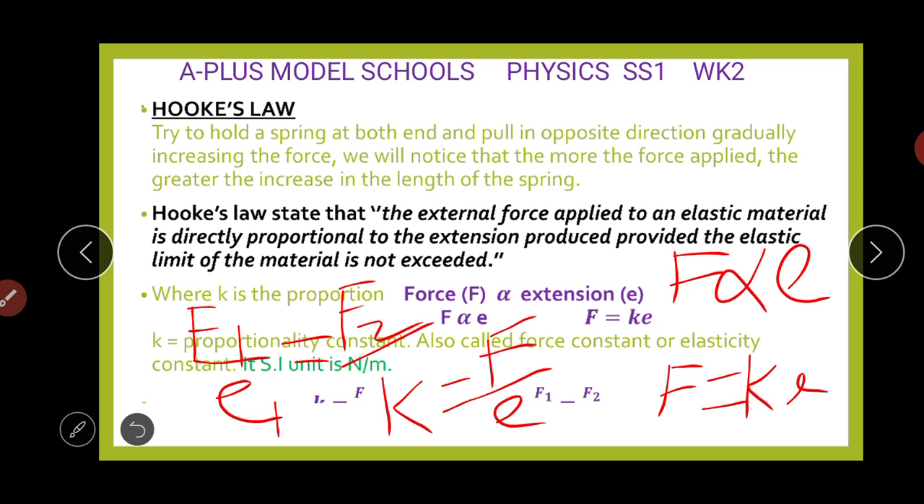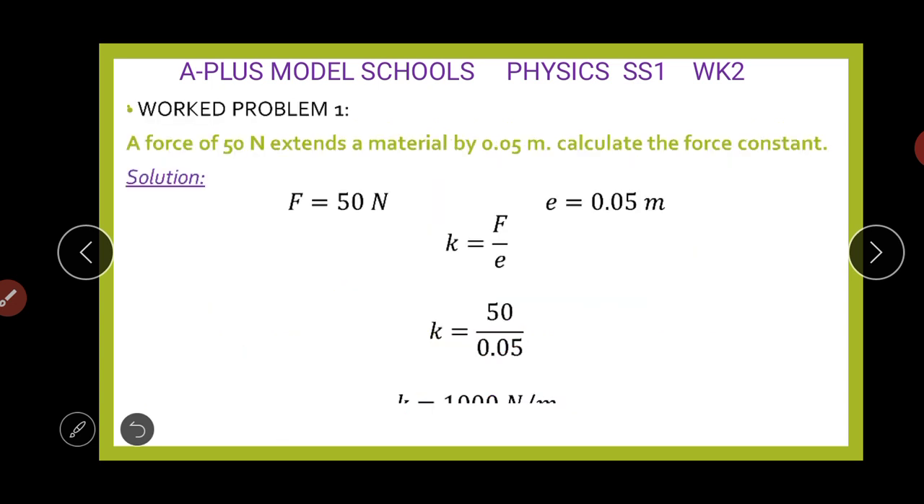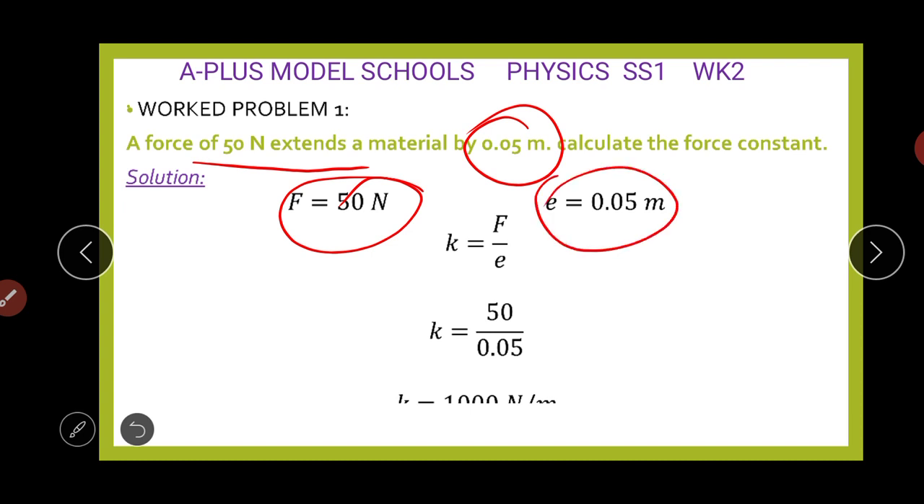You must be able to state Hooke's law. It is a common WAEC past question. State Hooke's law, and you also solve some problems on it. Let's look at some problems. First one: a force of 50 Newton, that's the force you are given here, extends a material. The extension is 0.05 meters. Calculate the force constant. The force constant is what we call K.